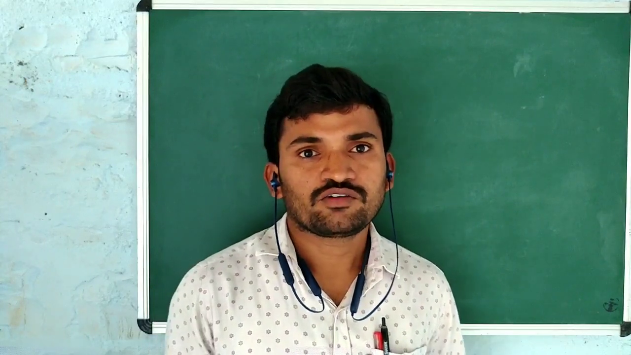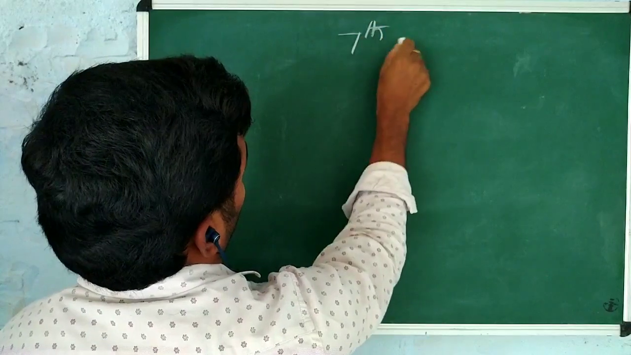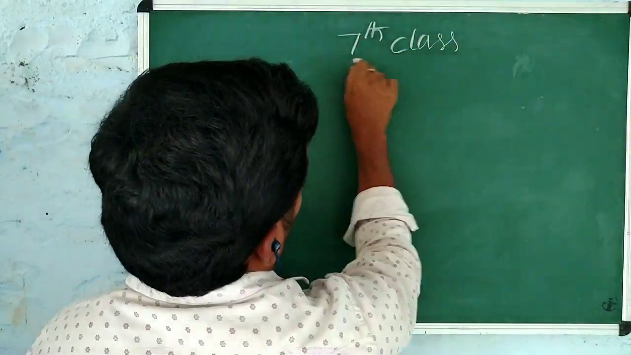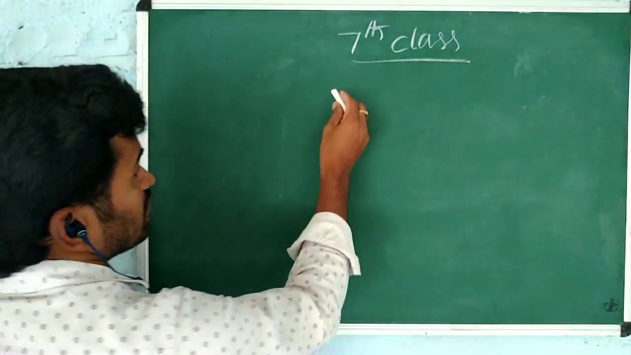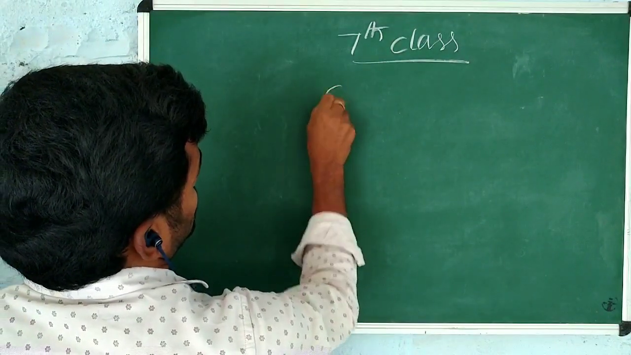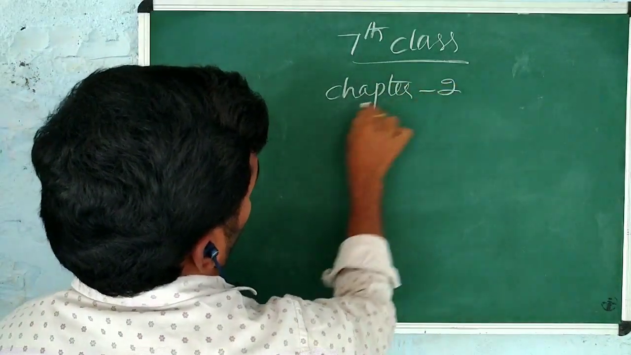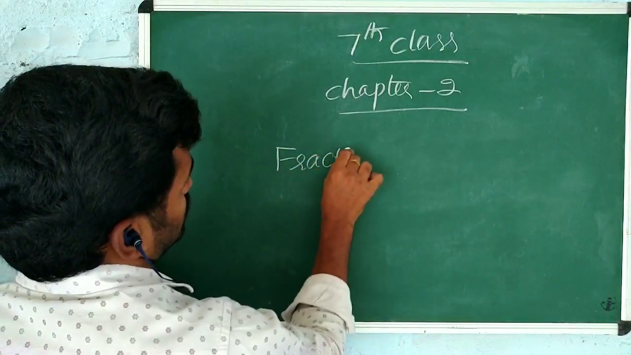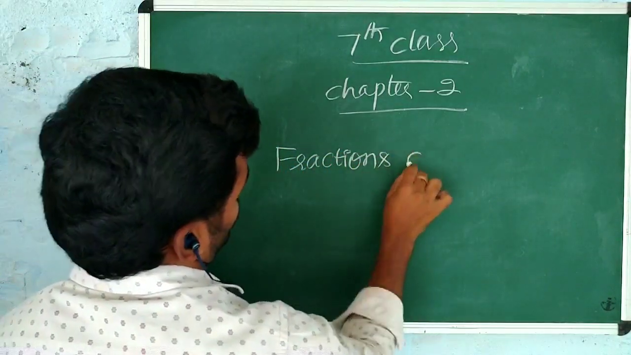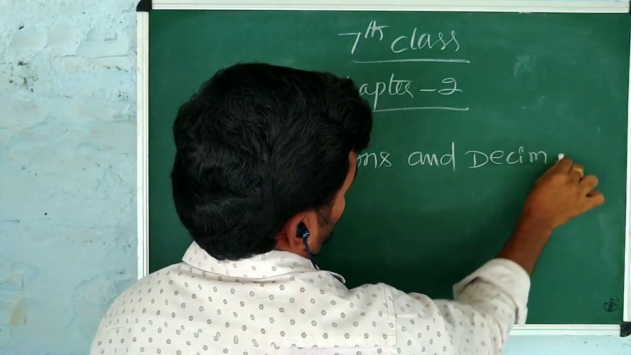Hi everyone. Today I want to explain 7th class mathematics. In that 7th class mathematics, the second chapter is fractions and decimals. This topic I am going to explain today.